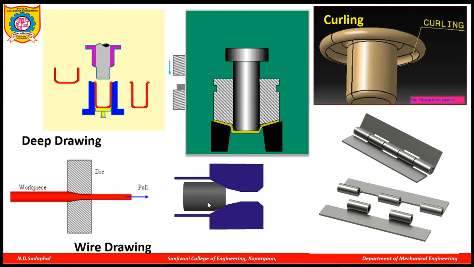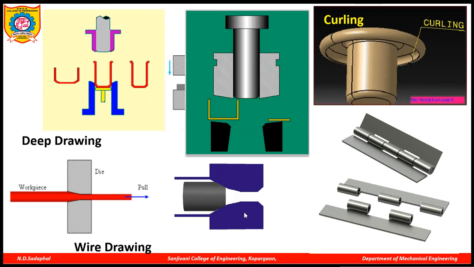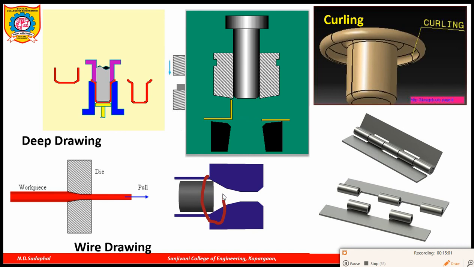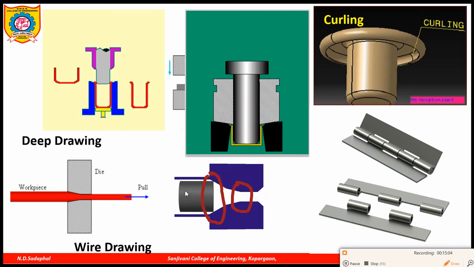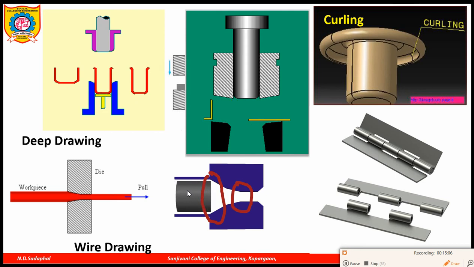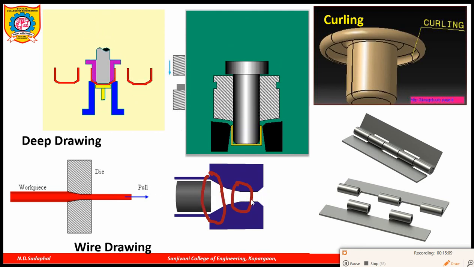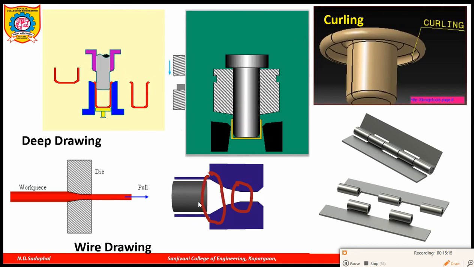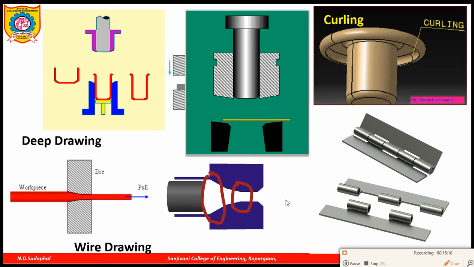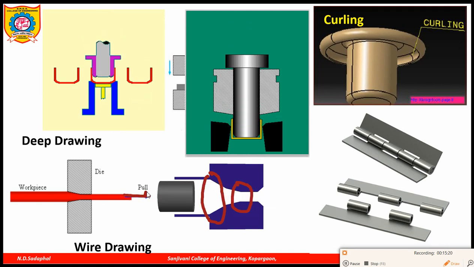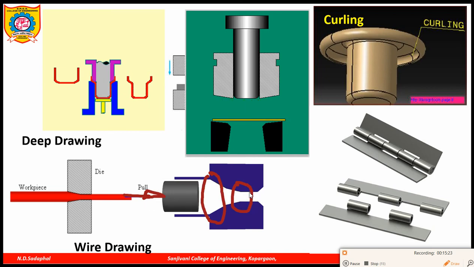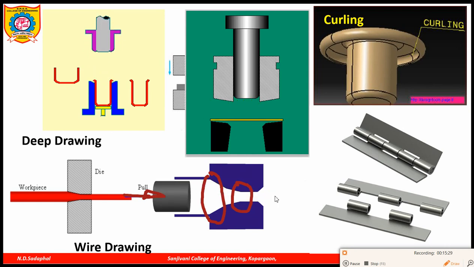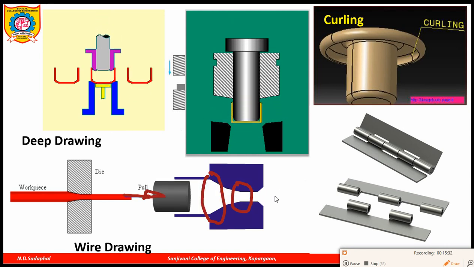Then what is wire drawing? Now you can see here these two dies are there. At this portion the diameter is more, at this portion the diameter is less, and your workpiece is forced to pass through this lesser diameter portion. You can see the diameter of this metal is more here, and it is pulled from the other side so that it will pass through this lower diameter portion and its diameter will be reduced. Generally this wire drawing process is used in the formation of copper wire.